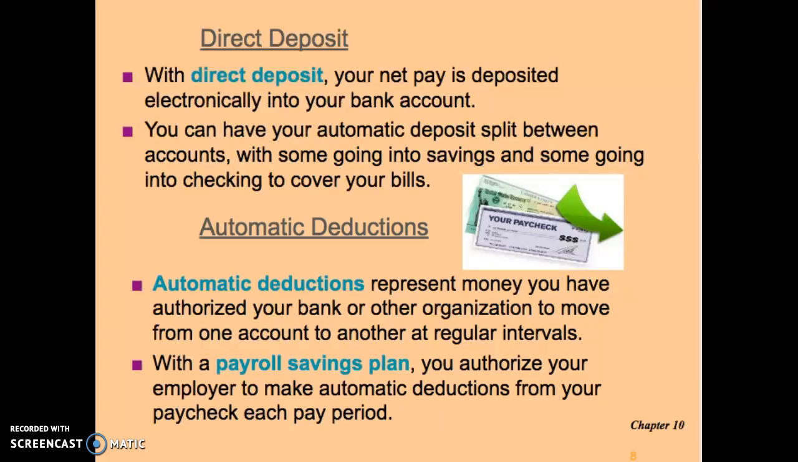The last two things we're going to discuss are what's a direct deposit and an automatic deduction. And this is a mix of your banking chapter, but also touches on chapter 10, which is the one that we're discussing right now, the savings chapter. A direct deposit is exactly what it sounds like. It is when your net pay is put directly into your bank account. You don't actually get a paper check to cash or deposit. It's already there on payday.